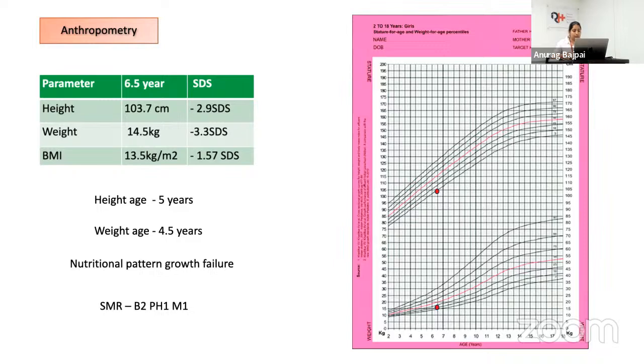Her SMR staging was B2, pubic hair stage 1, and she had a bleeding. Again, as compared to Dhwani's case, this is B2, similar. But Dr. Priyanka's case was B3, with longer exposure, and that was the only girl who had growth acceleration, because there were recurrent episodes of estrogen excess. In this case, in fact, she is short, so you should think of hypothyroidism. And in your case, the height was normal, which means it was a recent estrogen exposure.